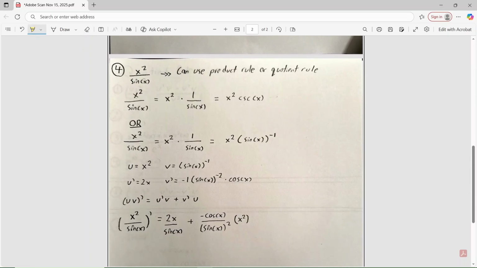In the last example, we have x squared divided by sine x. Now, this is division, so it might seem better to use the quotient rule, but you can also use the product rule. After all, x squared divided by sine x could be written as x squared times 1 over sine x. This can equal x squared cosecant x, but if you don't know what the derivative of cosecant x is, then we can go to x squared times 1 over sine x being x squared times sine x, where the sine x is to the negative 1.